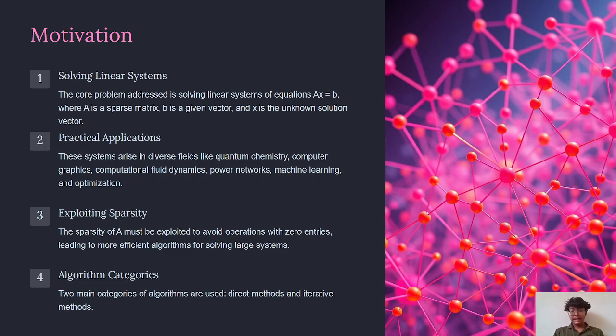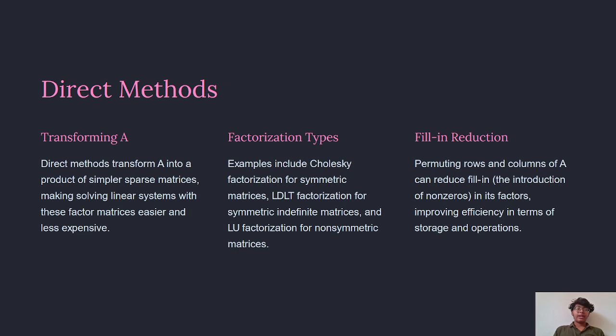Now let's look into the direct method. In that we have transforming A, that is the direct method transforming A into the product of the simplest pair matrix, making solving linear system with these factor matrix easier and the less expensive. Now coming to the factorization type, examples include Cholesky factorization for the symmetric matrix, LDLT factorization for the symmetric indefinite matrix, and the LU factorization of the non-symmetric matrix.